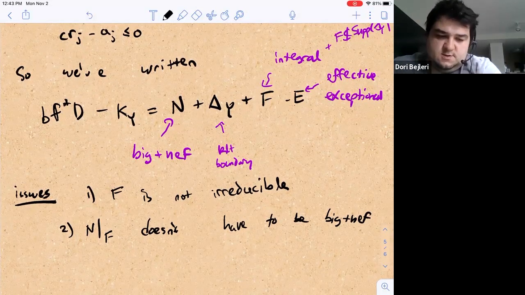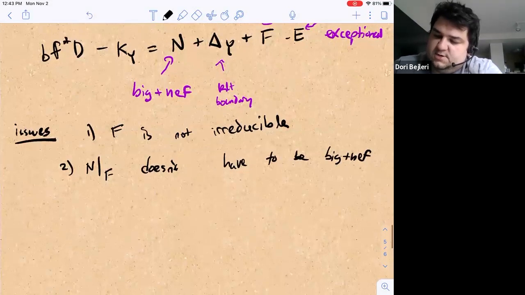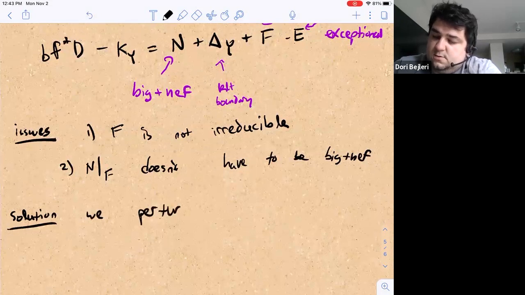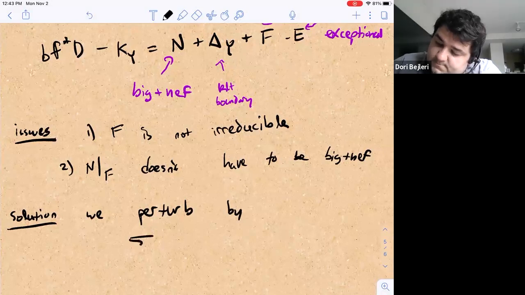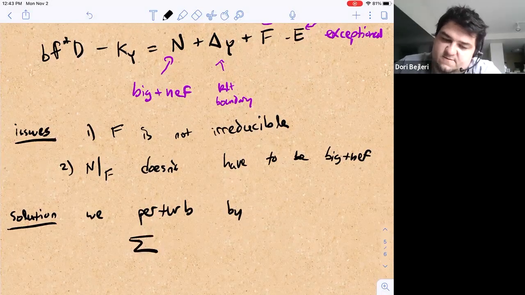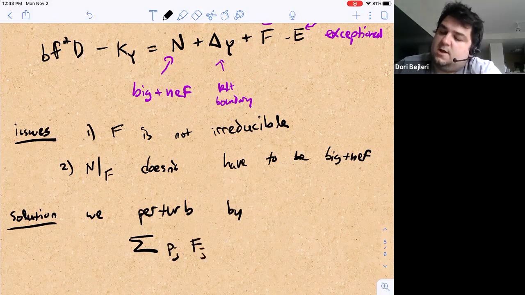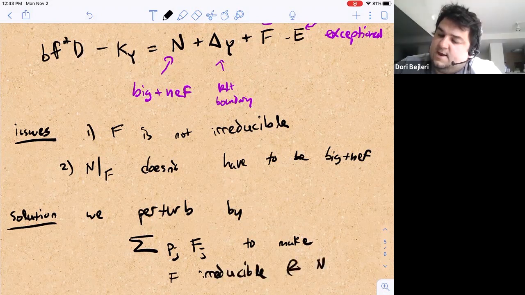And so the solution is that we perturb everything by adding some sum of pj fj's to make f irreducible and n ample.